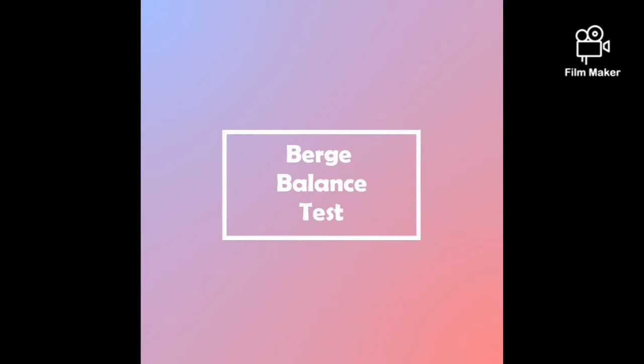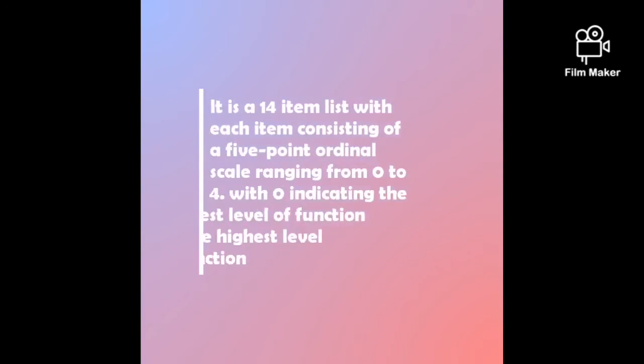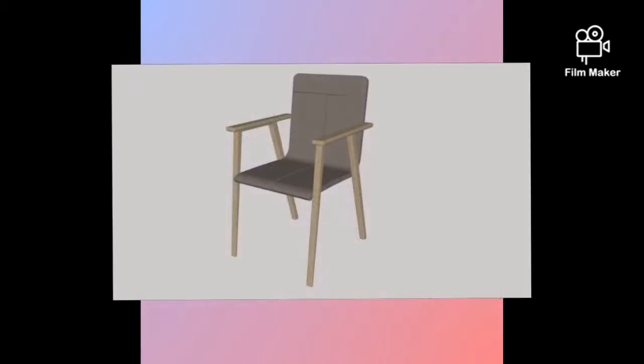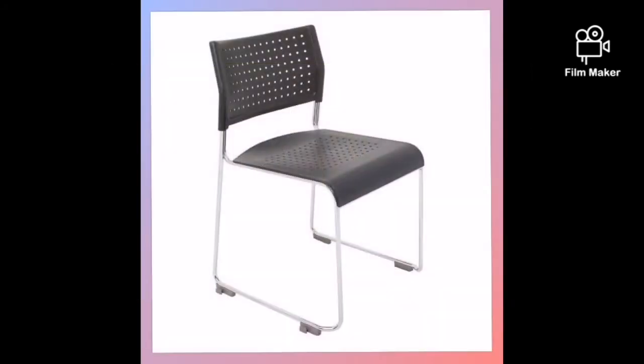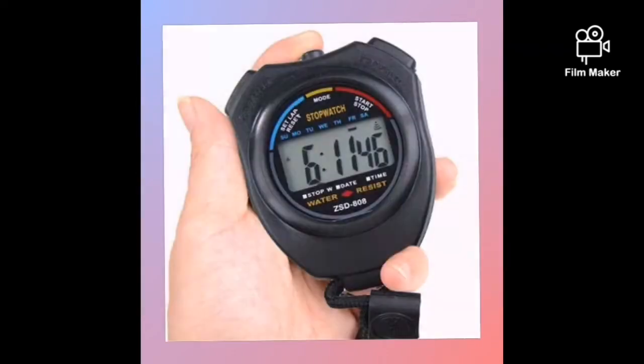Berg Balance Test is used to objectively determine a patient's ability or inability to safely balance during a series of predetermined tasks. It is a 14-item list with each item consisting of a 5-point ordinal scale ranging from 0 to 4, with 0 indicating the lowest level of function and 4 the highest level of function. Equipment required: 1 ruler, a chair with an armrest, a chair without armrest, a footstool, and a stopwatch.